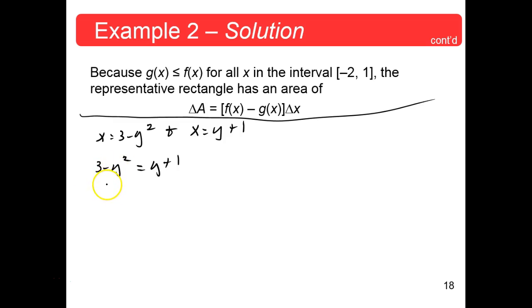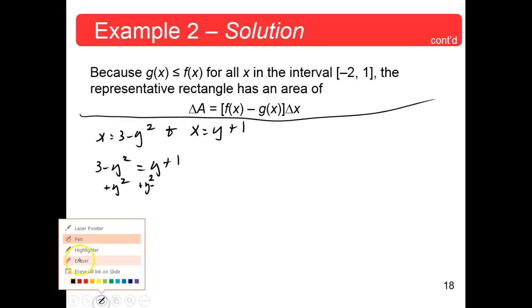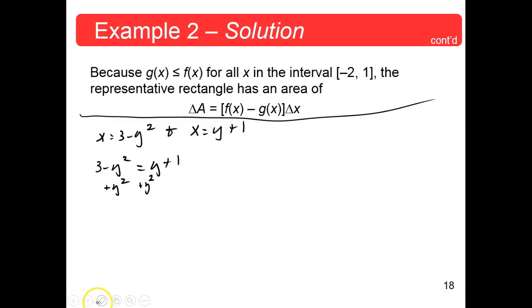I like that. Okay, so let's add y squared to both sides. And we'll also subtract 3 from both sides. Don't you see? The left-hand side becomes 0. The right-hand side becomes y squared plus y minus 2. And what might we do with that?